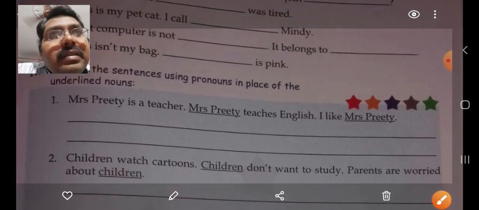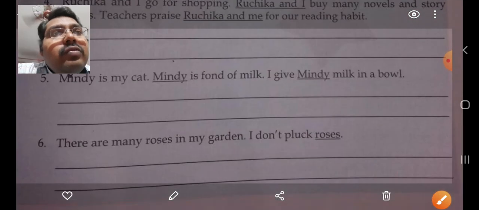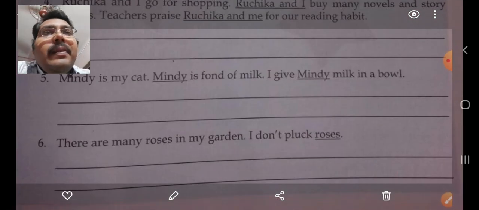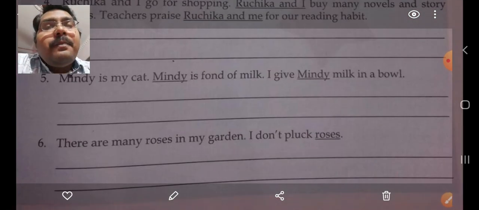This is exercise number 4. You will solve this exercise number 4 fully today, and then you will send it in the work group. And if there is any doubt, then you can ask in the doubt session.